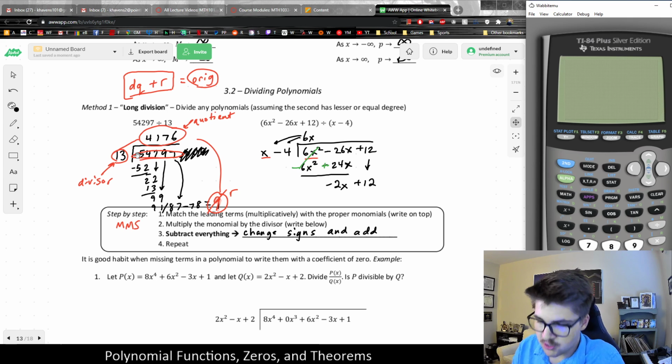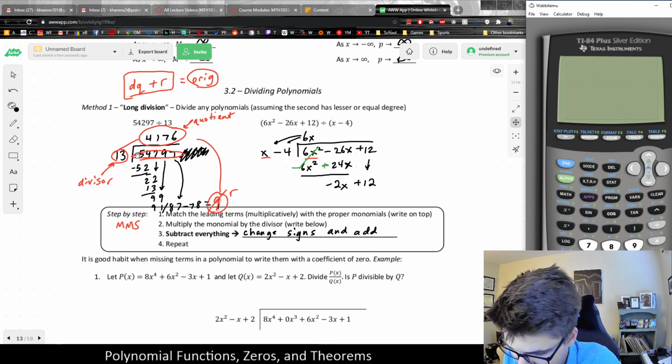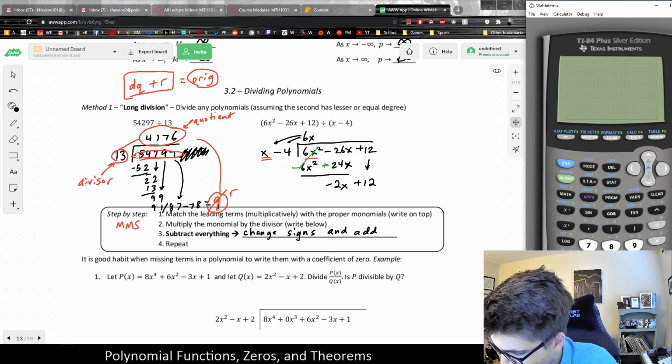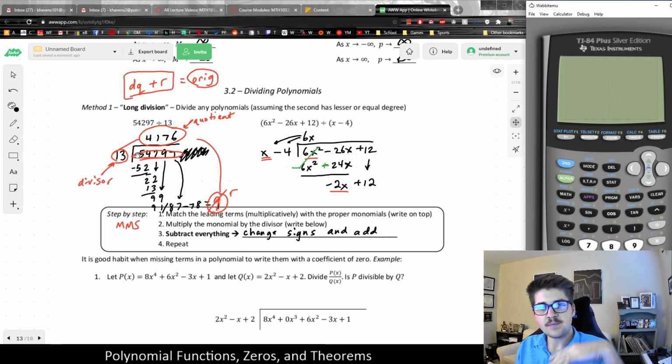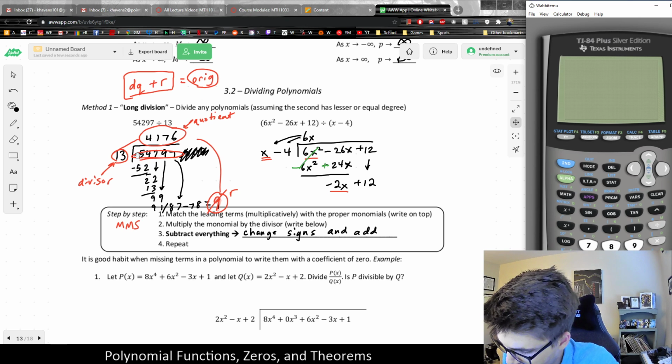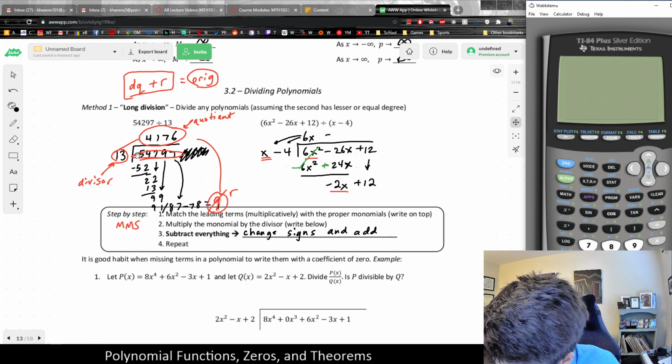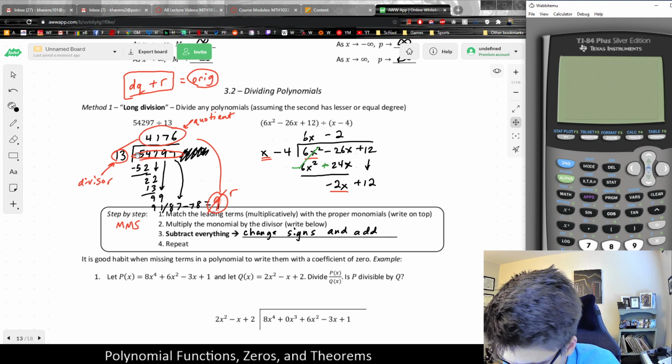And now we're going to just switch what we're matching. Now we're going to be matching, again, you're only ever matching leading terms. So I'm going to be matching x with negative 2x, and then just repeat that process. So x would match with negative 2x by multiplying by negative 2, and you're always matching by multiplying, like what will that multiply to make that?